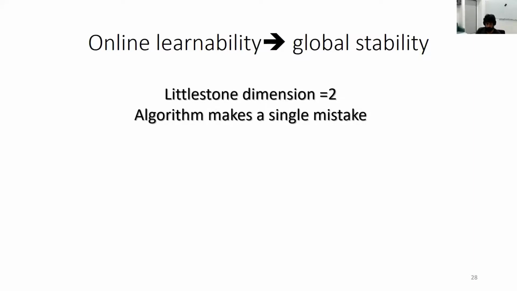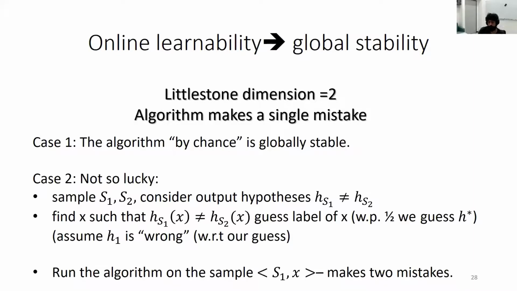And then we also have two cases. First, let's assume that by chance the algorithm is globally stable, then okay, we are done. And if we are not that lucky, then what we need to do is the following procedure. We sample 2 samples, and now consider the output hypotheses, which are different because it's not globally stable. And we find an X that they disagree on. We're going to guess the label of X, and we are going to guess it correctly with probability half.